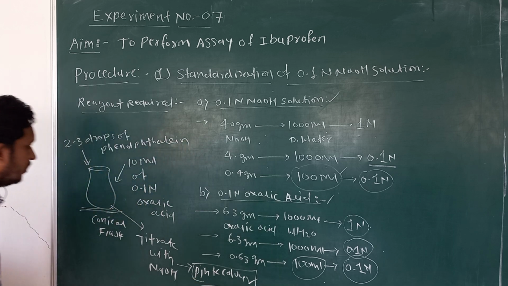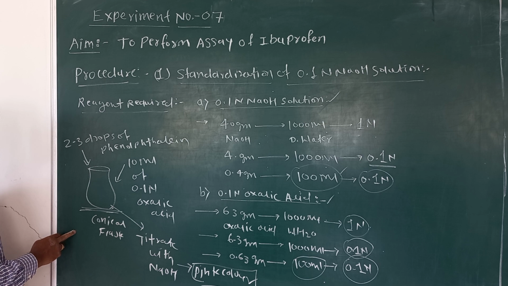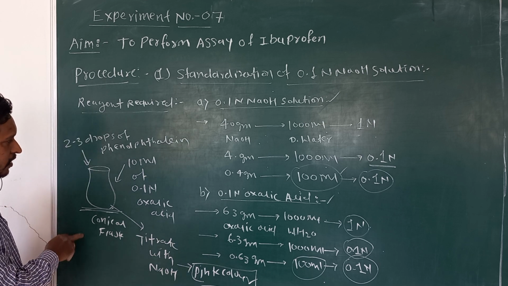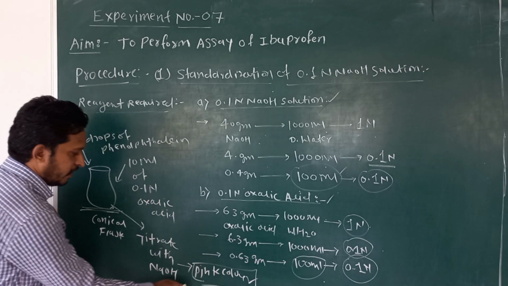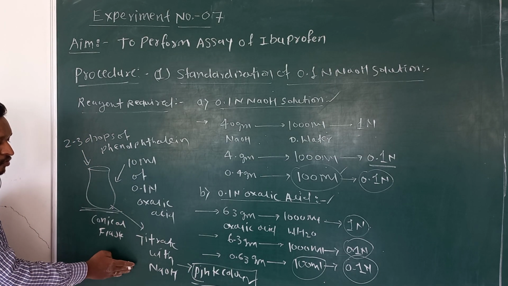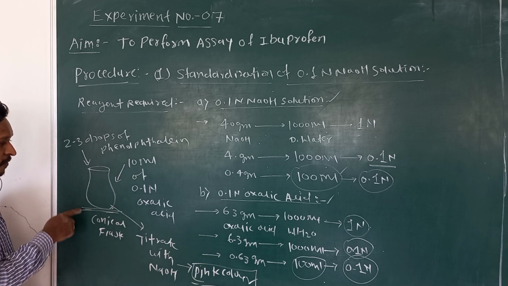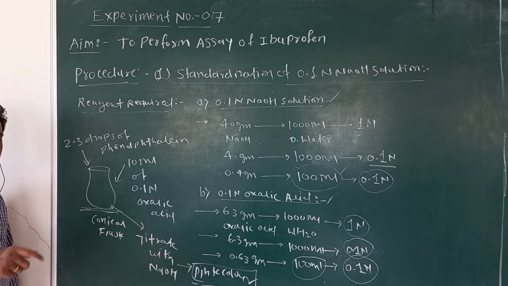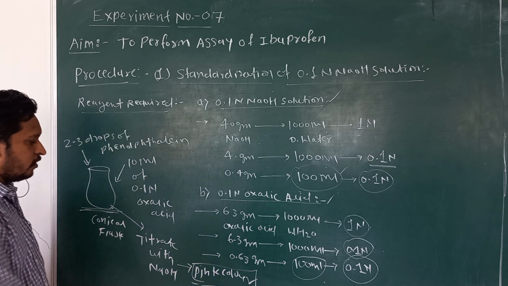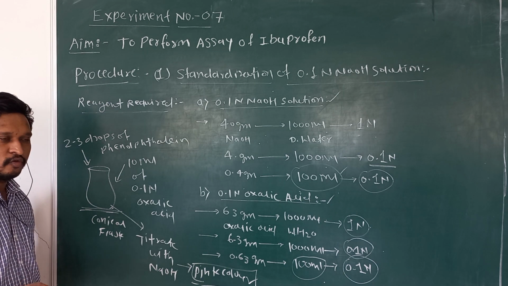So you have to titrate this conical flask solution with NaOH solution, using phenolphthalein as an indicator, until you get the faint pink color. This 0.1 normal NaOH solution you have to add into the burette, and from the burette you add it drop by drop into the conical flask. During addition, you have to shake the flask continuously, so that at the end point you get the faint pink color. After getting the faint pink color, you have to note down the reading on the burette.